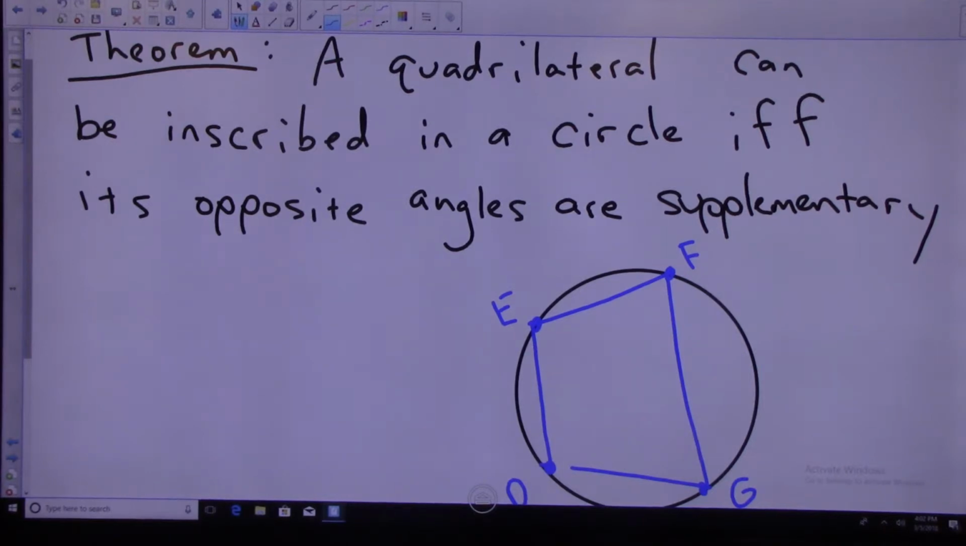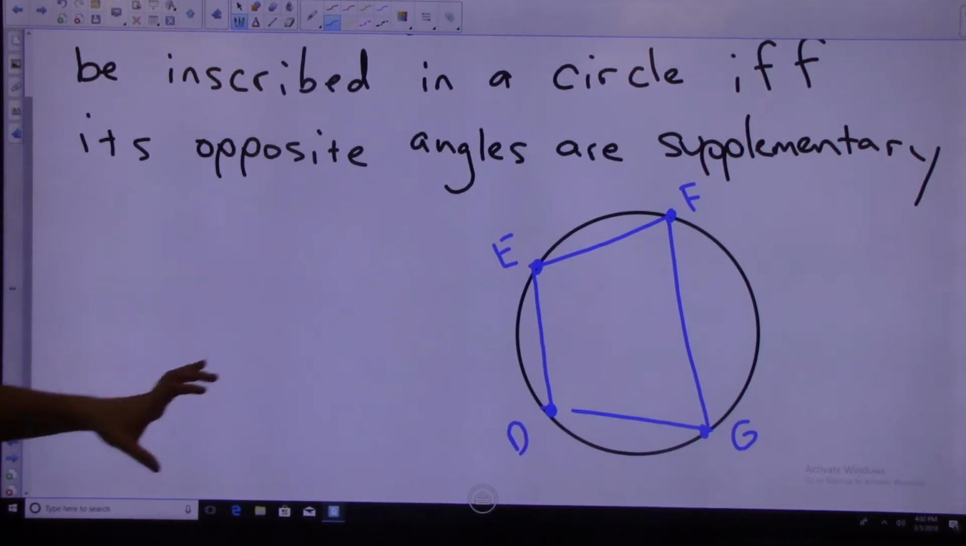Anybody? Okay. The answer is that supplementary means the angles add up to 180 degrees. Two angles that add up to 180. Okay, so let me go ahead and write this down. Just to make a note about this picture, go ahead and draw it as well.